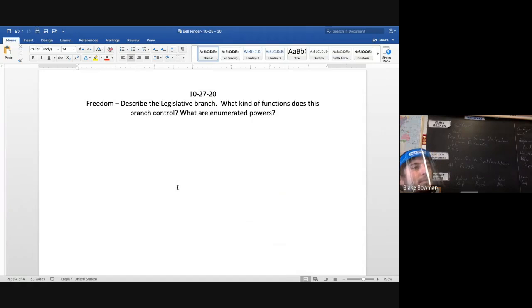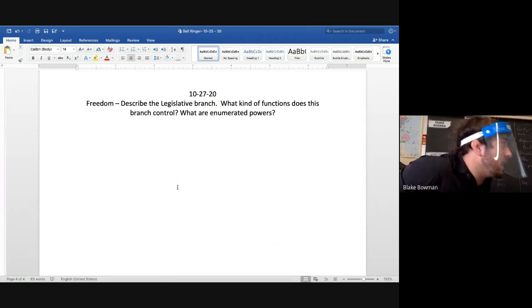What are enumerated powers? What are they? Sarah, what do you got? Enumerated powers. Yeah, good job. So they're like express powers. Good. So they're specifically stated in the Constitution. They're express powers. Good. Good job.